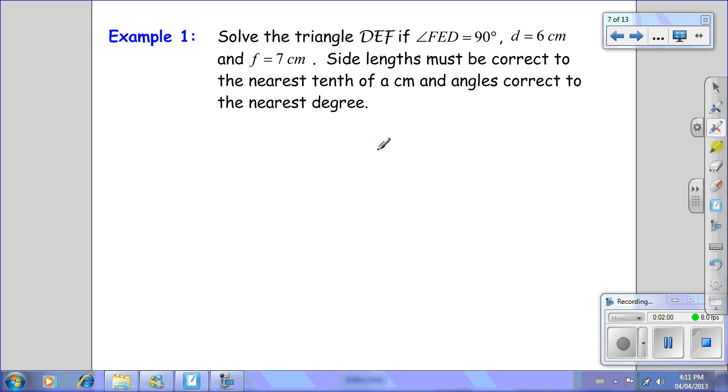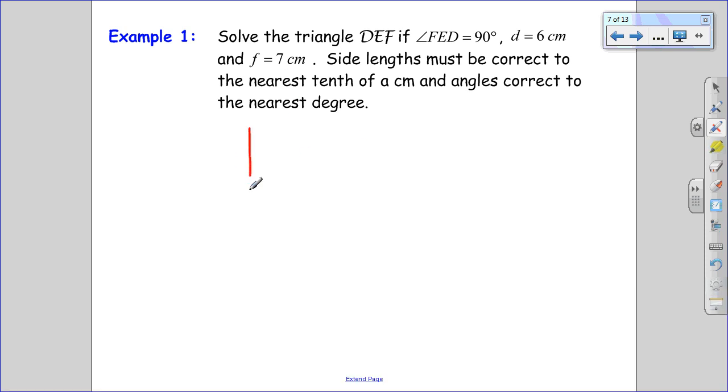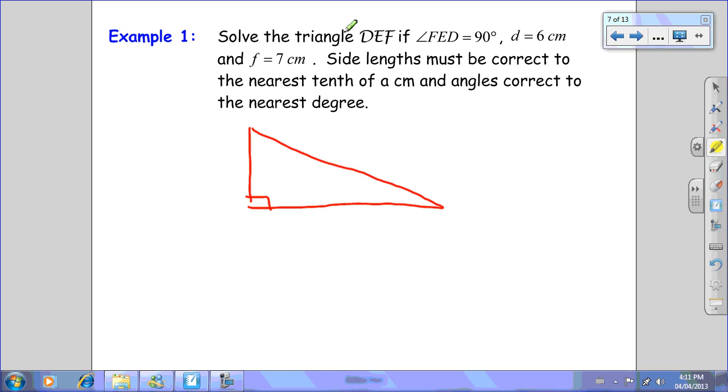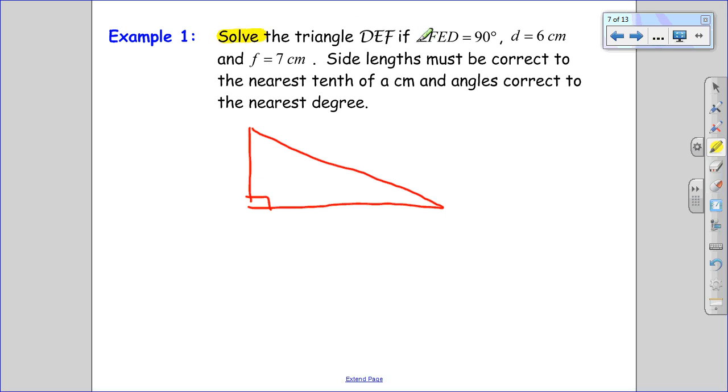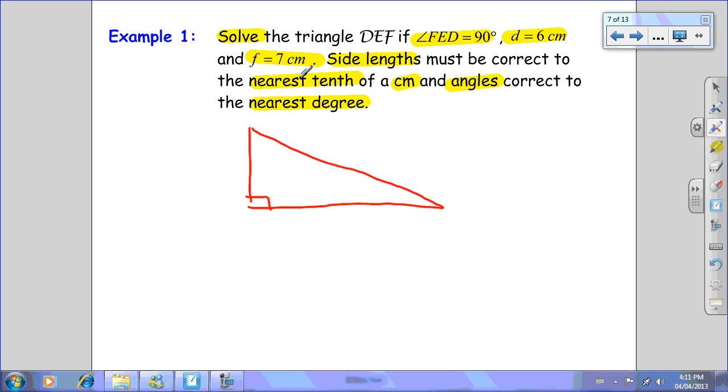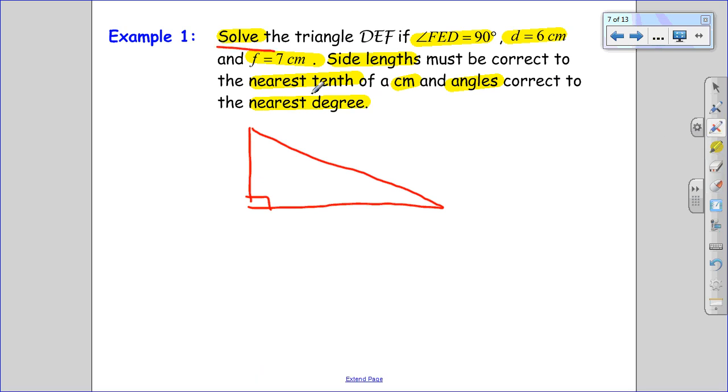Example 1 wants us to solve triangle DEF, and it tells me angle FED is 90 degrees. So I'm going to start by drawing a right triangle. Probably should highlight what I know. I'm solving the triangle. It told me angle FED, it told me side D, and it told me side F. It tells me side lengths must be correct to the nearest tenth of a centimeter, angles the nearest degree. So what am I looking for? I'm looking to solve it. Side length, I need nearest tenth of a centimeter, angles to the nearest degree.